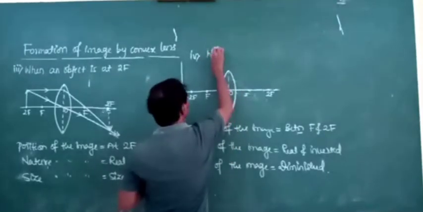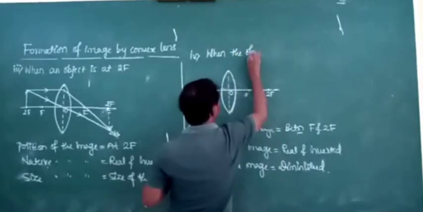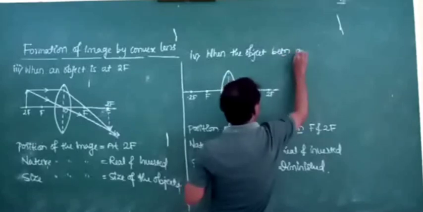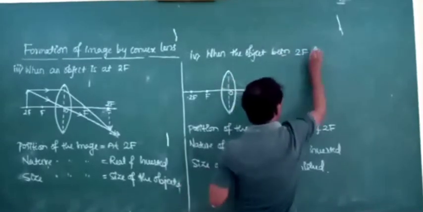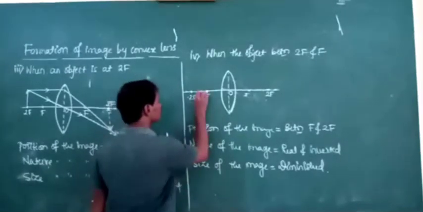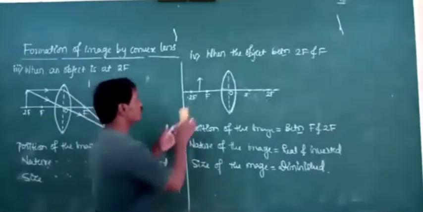When the object is between 2F and F, then where will its image be found? I will place the object here. Then where will its image be found?